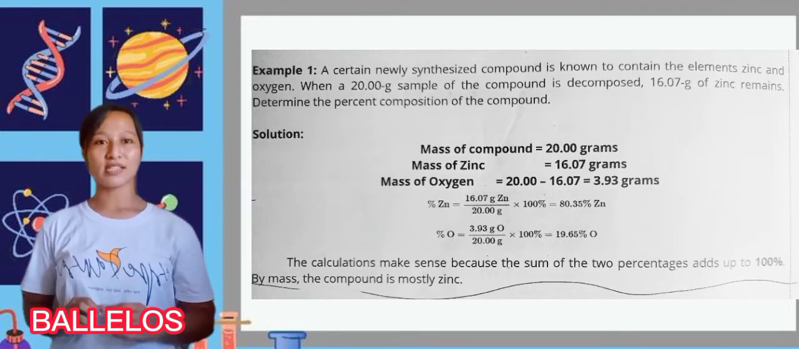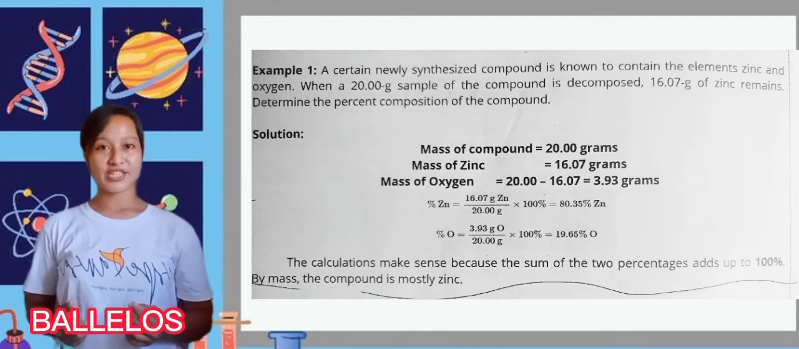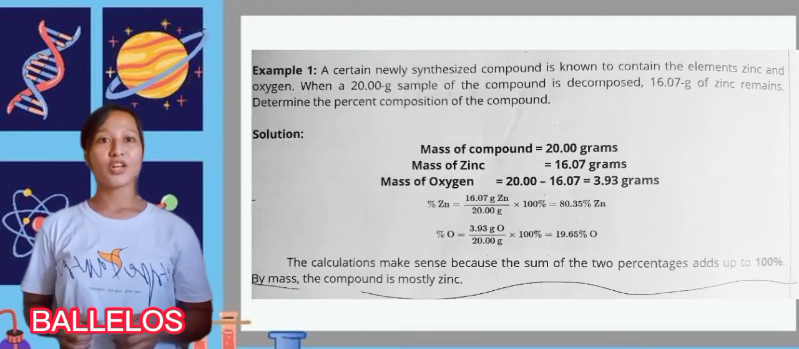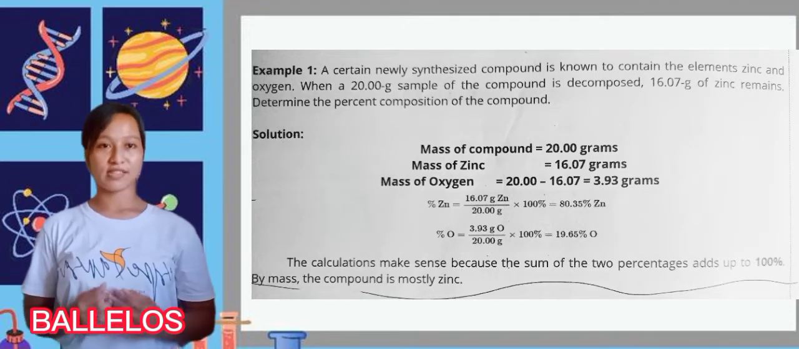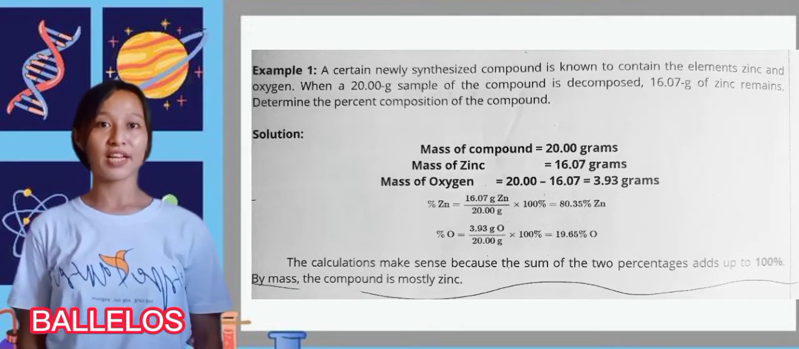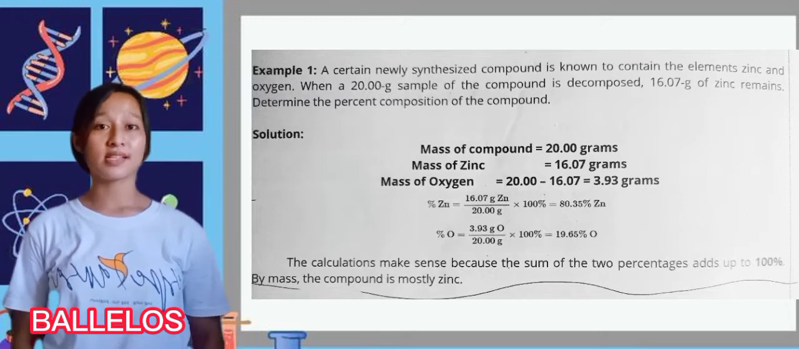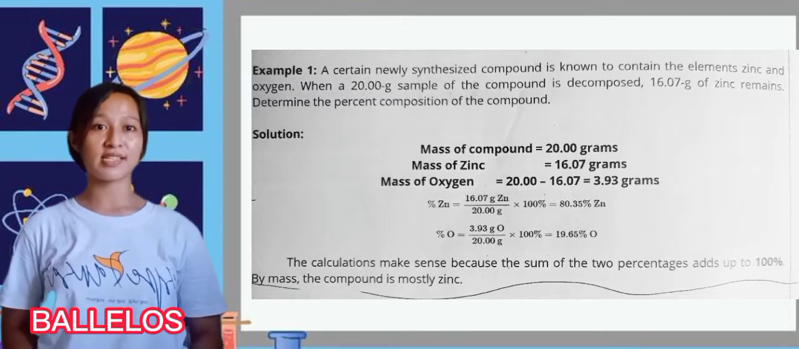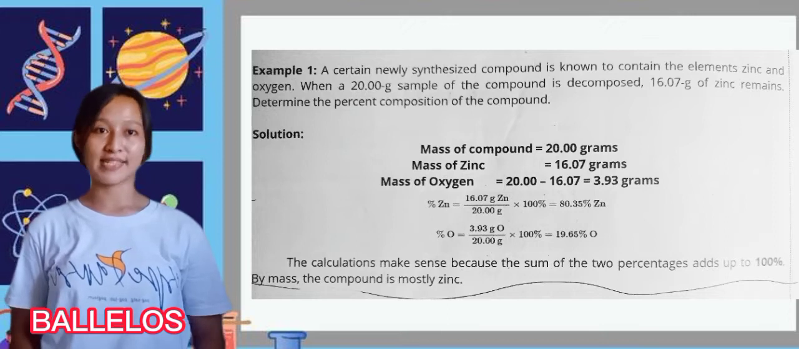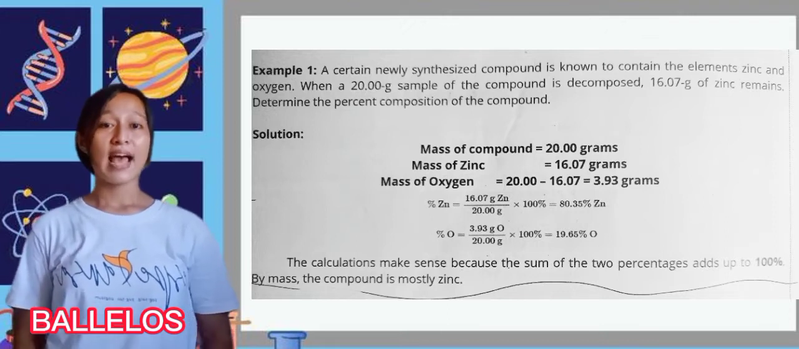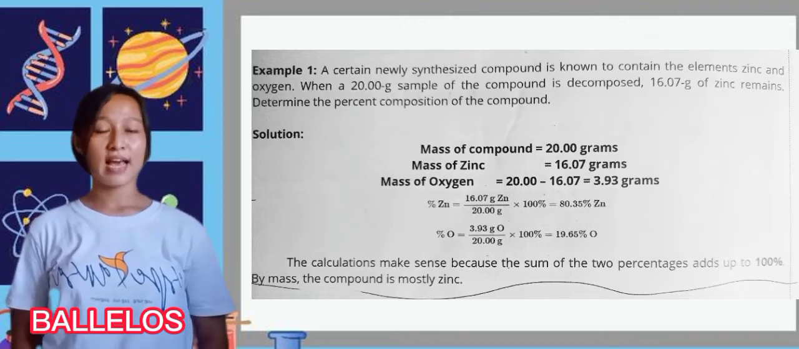The percent of oxygen is equal to 3.93 grams oxygen divided by 20 grams multiplied by 100%, which equals 19.65% oxygen. The calculation makes sense because the sum of the two percentages adds up to 100%. By mass, the compound is mostly zinc.